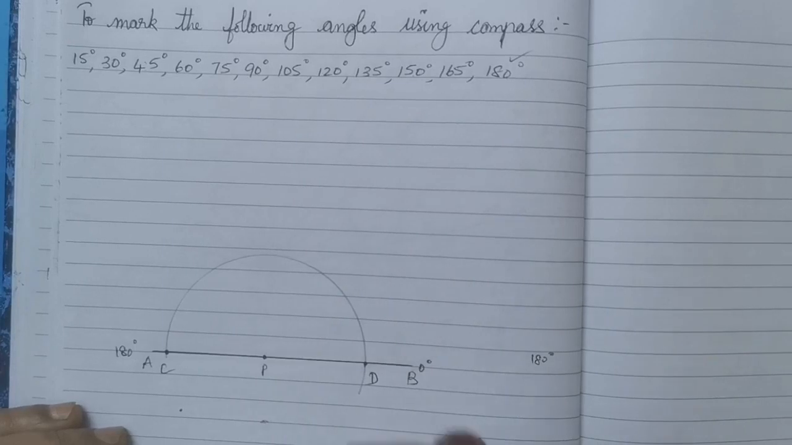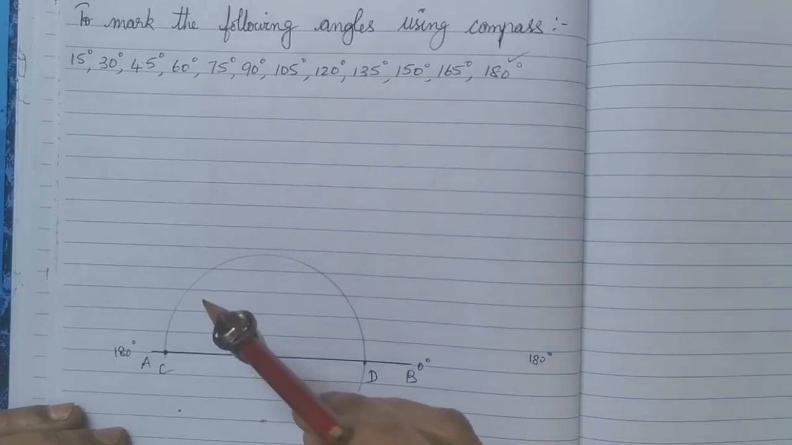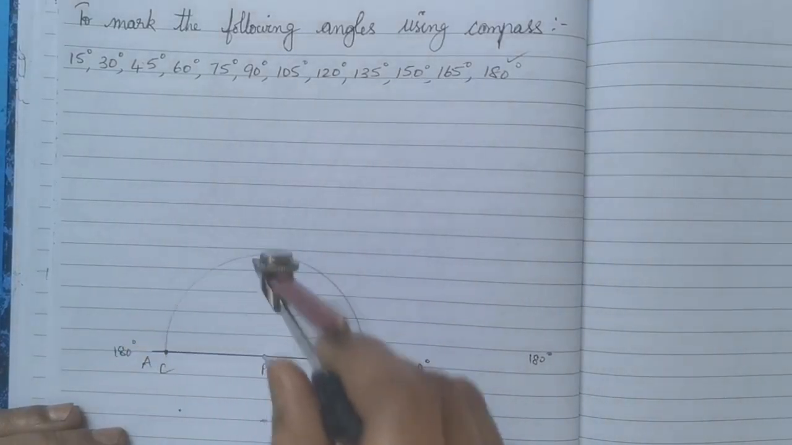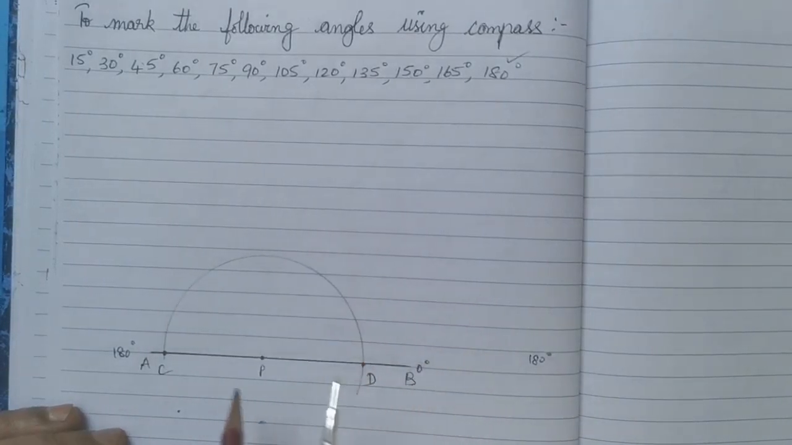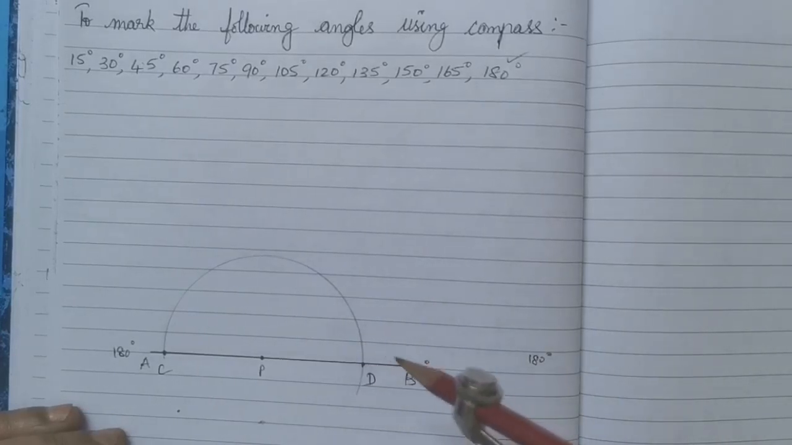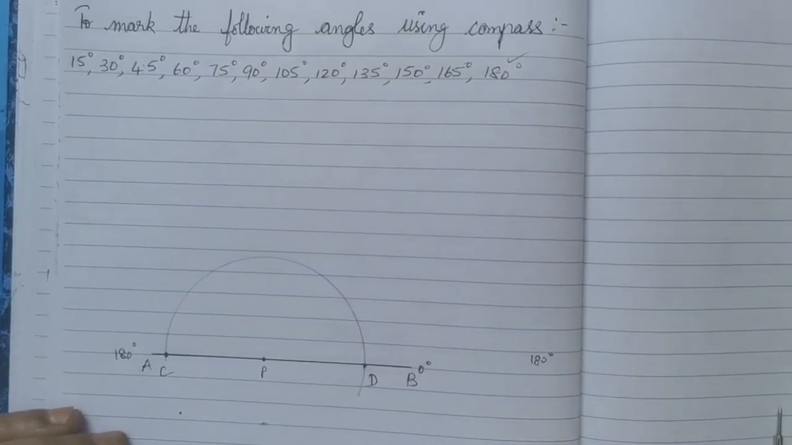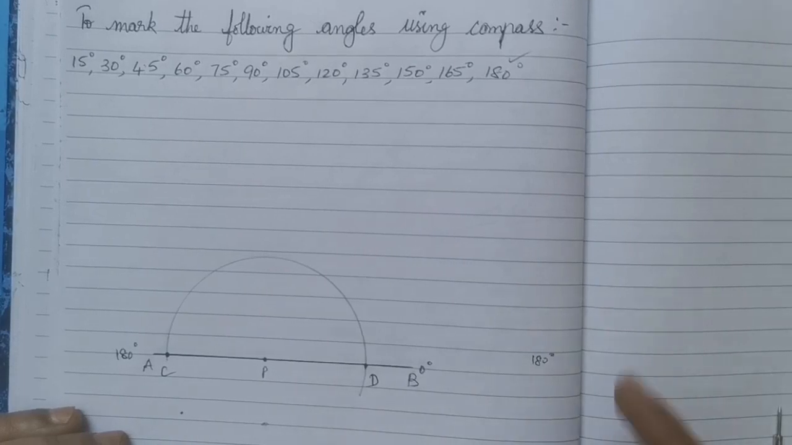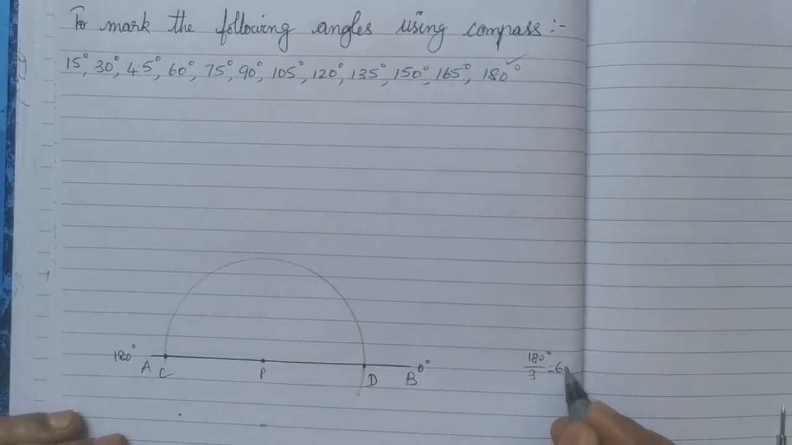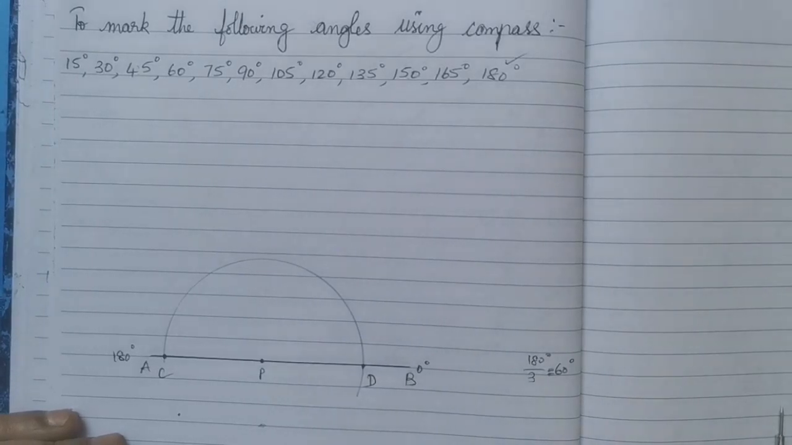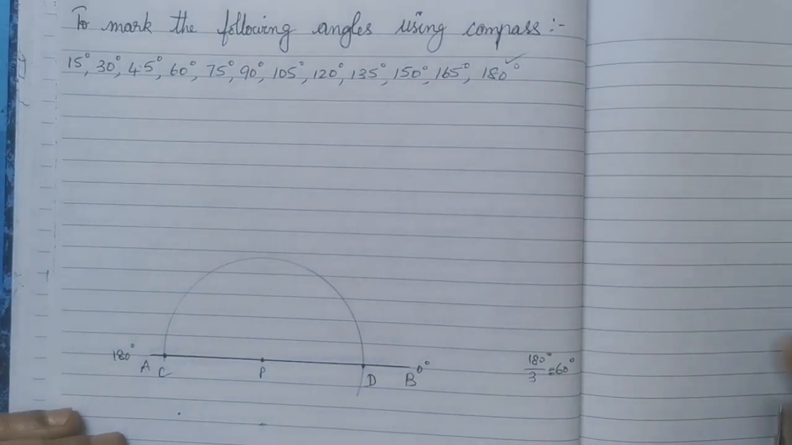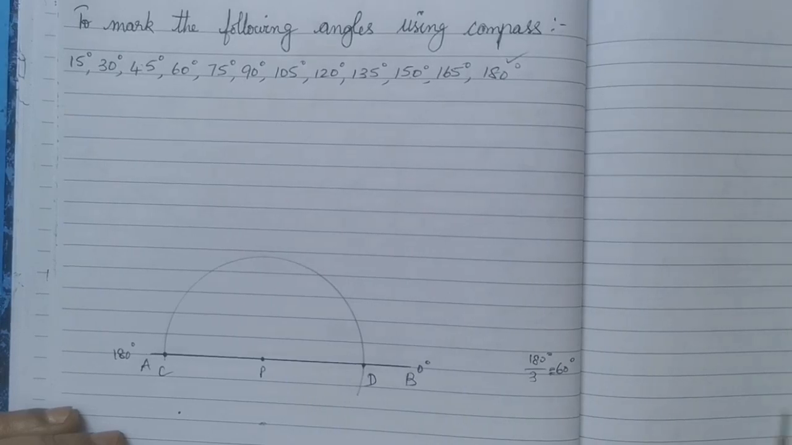Now using the compass and using the same measurement which we used to draw this particular arc, we will divide this semicircle. We will divide this straight angle into 3 parts. So when we divide 180 degree into 3 parts, each part formed will be 60 degree. So when 180 degree is divided into 3 parts, each part formed will be 60 degree.